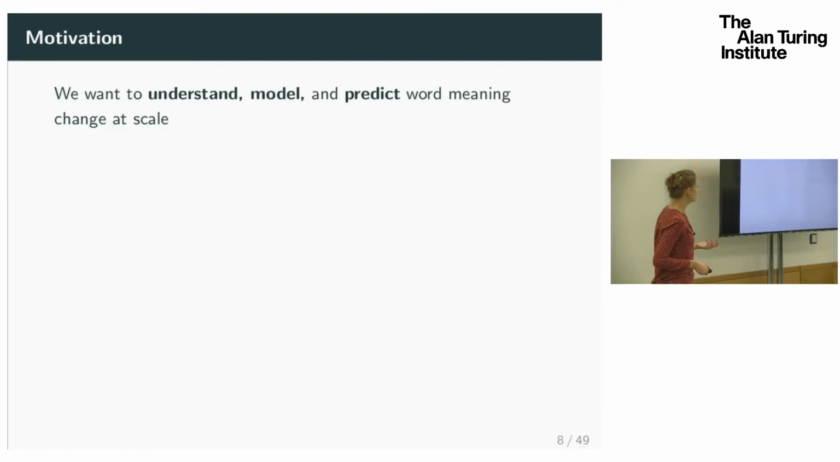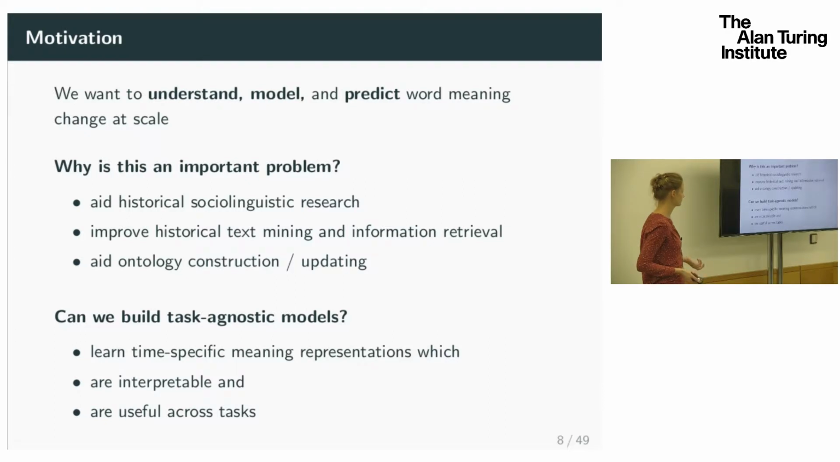So in this work, we want to understand, model, and ultimately possibly be able to predict meaning change at scale from large data sets of corpora. And this is an important problem because it might aid historical or sociolinguistic research. These researchers are confronted with larger and larger data sets, and it might be useful to be able to point them automatically towards interesting places in those data sets where interesting change might be going on.